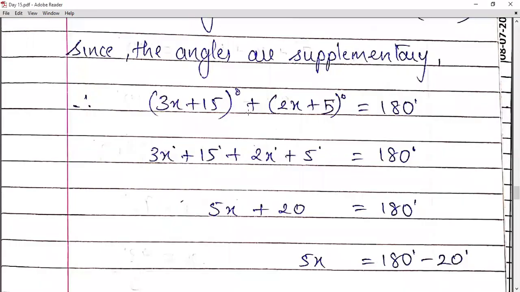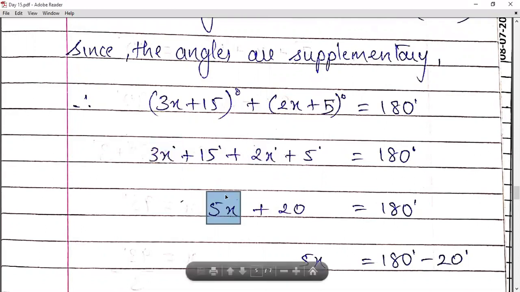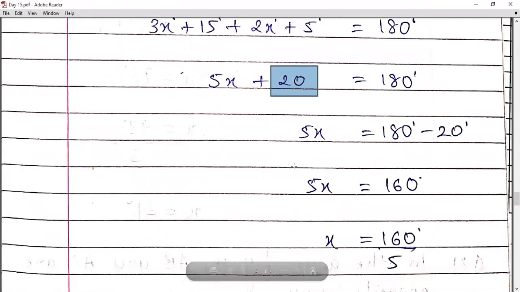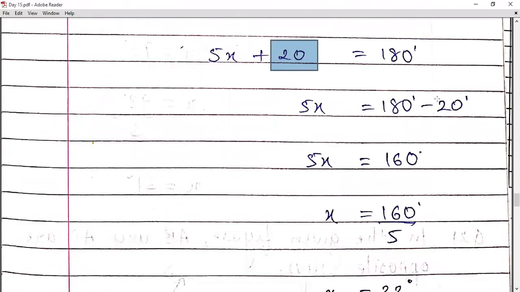Opening up the bracket with plus sign does not change the sign of the terms in the bracket. So 2x plus 5 will remain as it is. Now, operating on similar terms, 3x plus 2x will give you 5x. Similarly, 15 degrees plus 5 degrees will give you 20 degrees. Transferring 20 to the other side first, it will become 180 minus 20. 180 minus 20 is 160. So 5x is equal to 160.